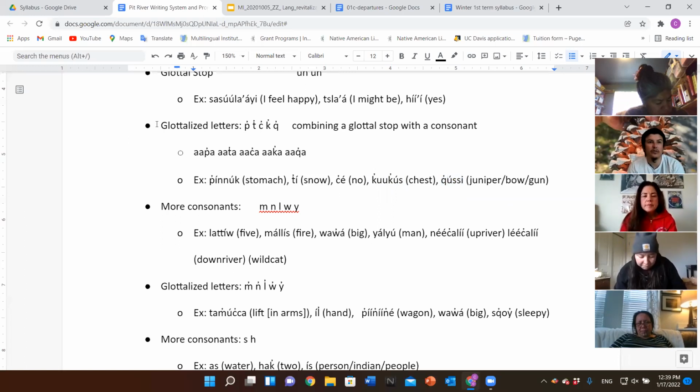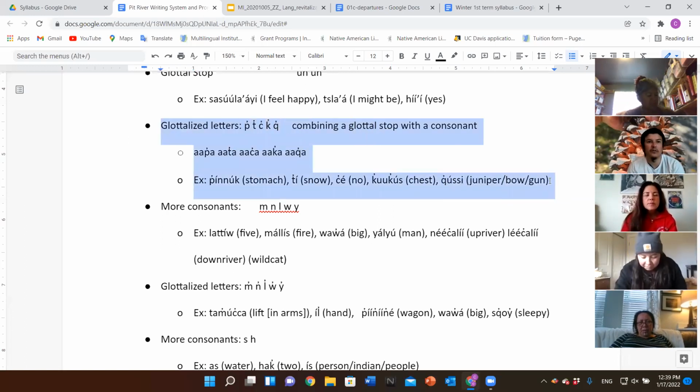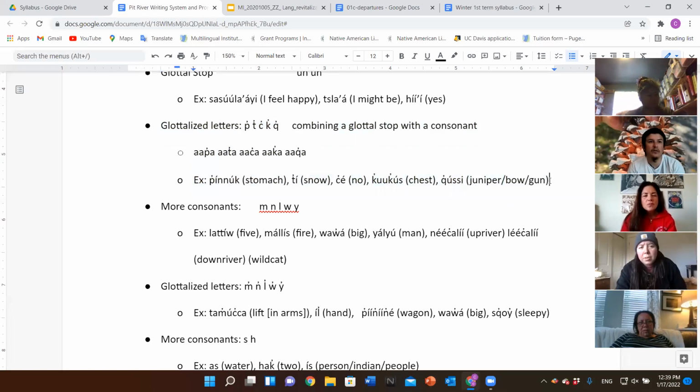So yeah, these are glottalized letters. I might exaggerate the creakiness a little bit on some of that, but it's just a way to get you to practice doing that. And then even just saying these syllables, like ah, ah, ah, is a way to practice making those sounds.